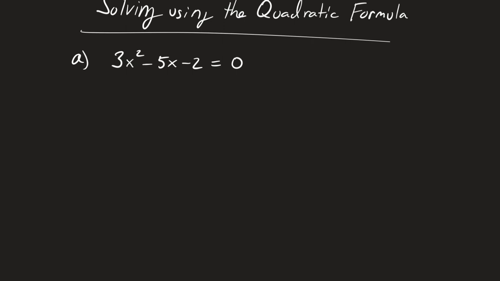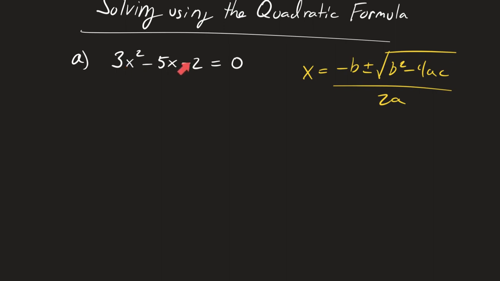And of course, we're using the quadratic formula, which is x equals negative b plus or minus the square root of b squared minus 4ac all over 2a. So as long as we have the equation in standard form and then equal to 0, just go ahead and look at the a, b, and c values.